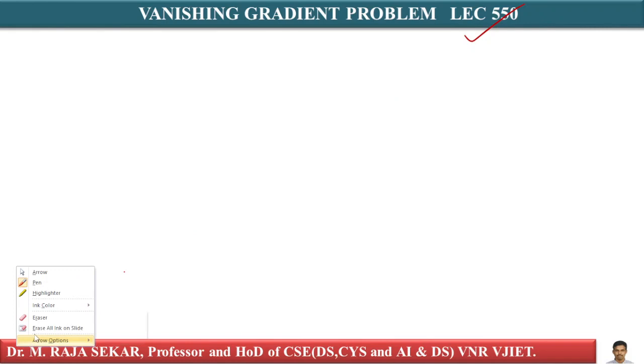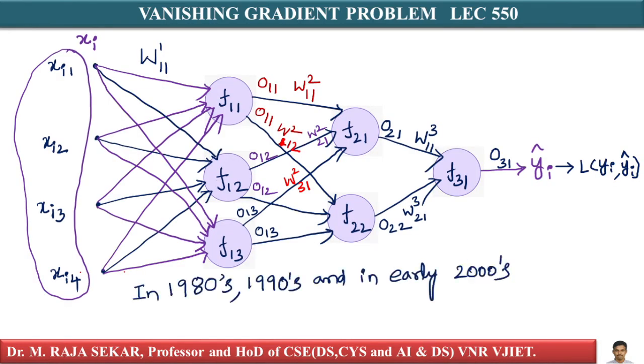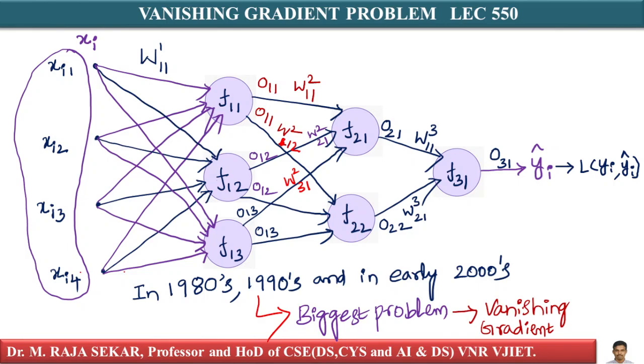In this lecture, we will try to understand the vanishing gradient problem. In the 1980s and 1990s, and in the early 2000s, one of the biggest problems with neural networks was the problem of vanishing gradient. This is probably one of the most important reasons why people lost interest in neural networks in the late 90s and early 2000s. This is not the only reason, but one of the important reasons.